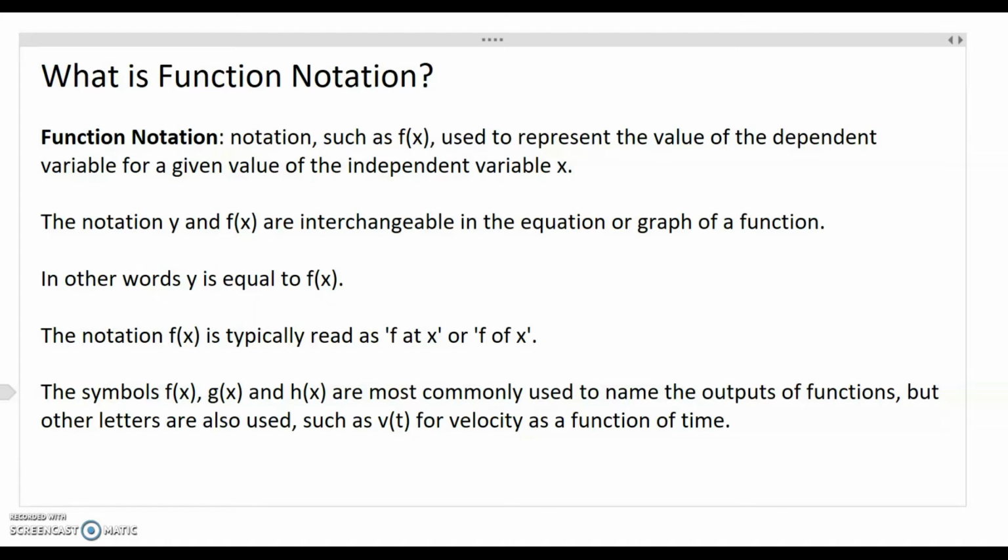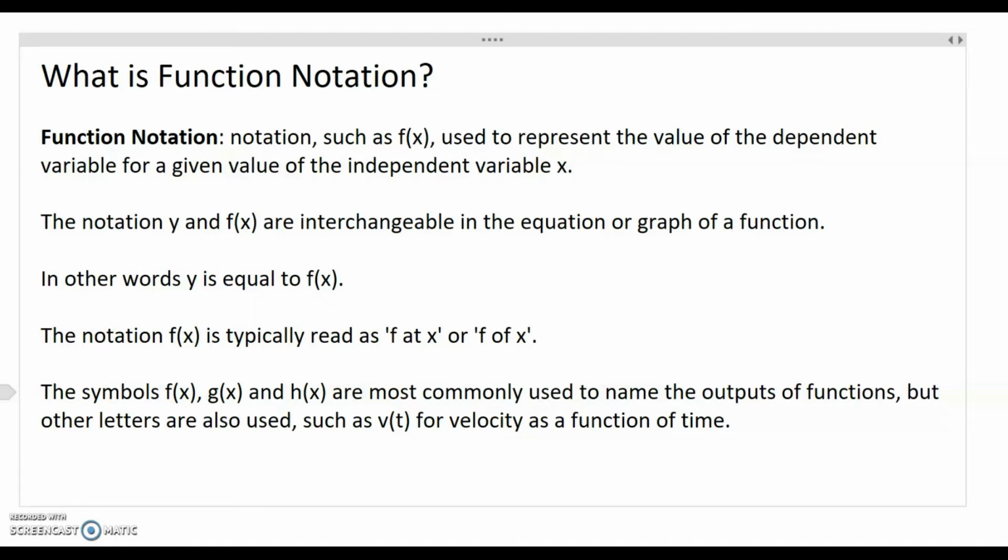So, function notation, which is known as f of x, is used to represent the value of the dependent variable for a given value of the independent variable x. We have seen the use of the independent variable and the dependent variable in previous courses. The notation y and f of x are interchangeable in the equation of a graph or function. In other words, y is pretty much equal to f of x, and you will see this in the examples that we're going to do.